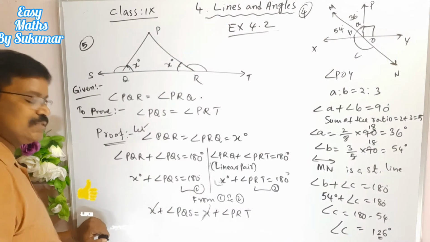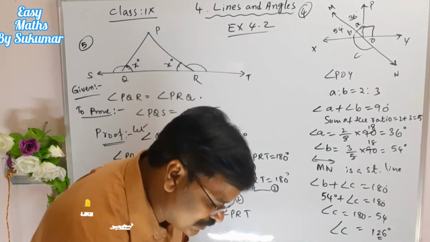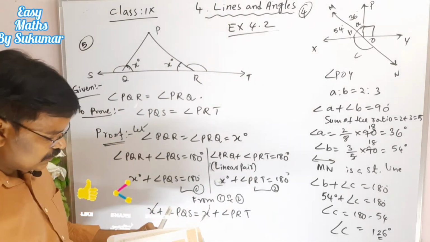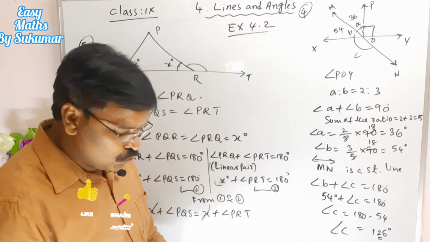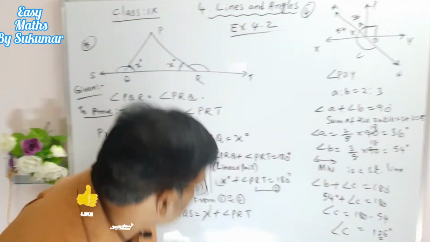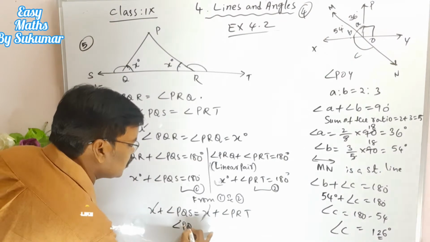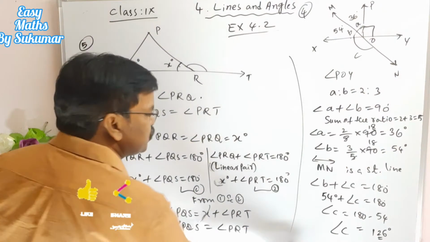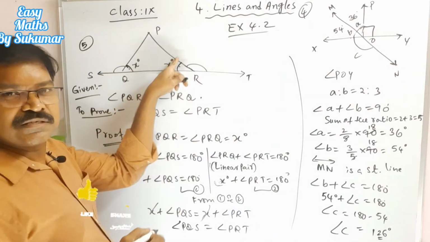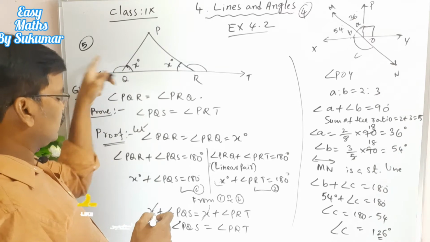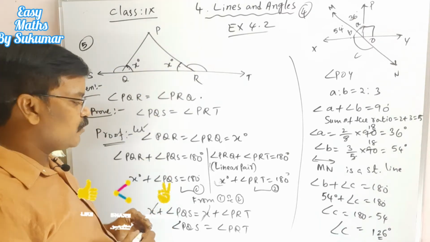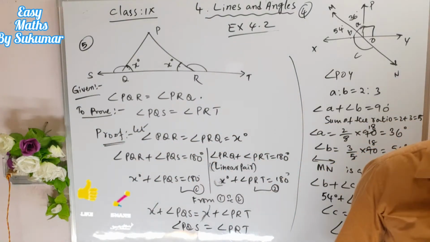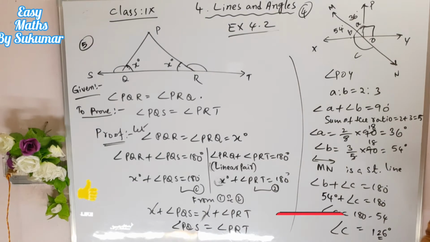Now just cancel x and x. Therefore, what are the remaining terms? Why we cancelled, you know? Euclid's postulates are there. So therefore angle PQS is equal to angle PRT. Hence it is proved. It's very simple. This is x plus PQS, this is x plus PRT, both are equal to 180 degrees. Therefore, just cancel x. Therefore angle PQS and angle PRT are equal. Just please write down, my dear students.